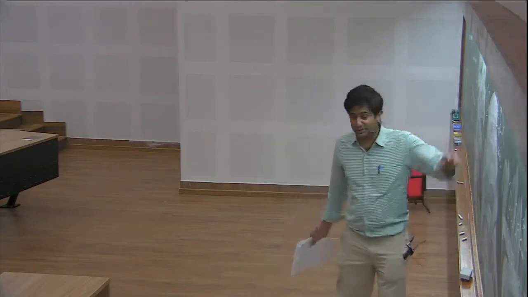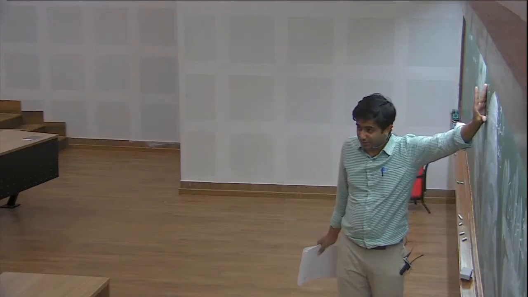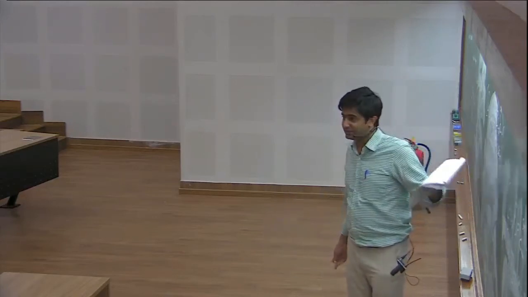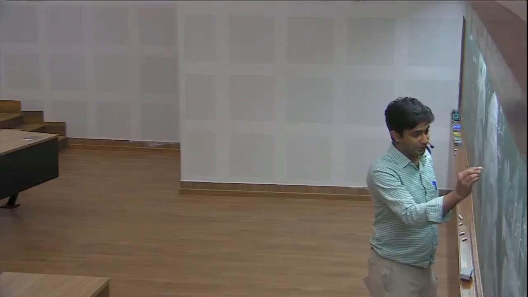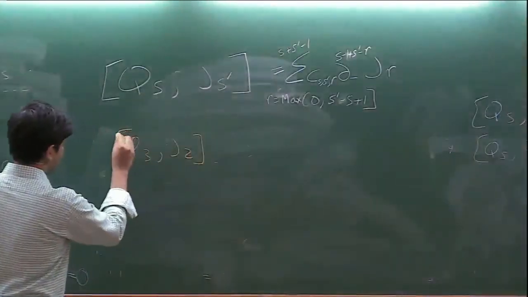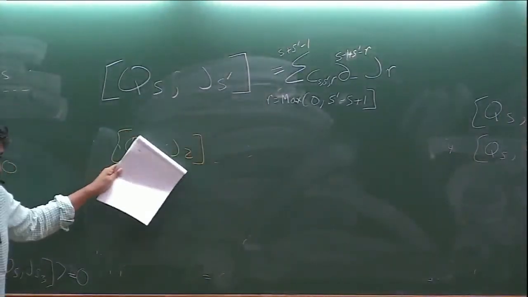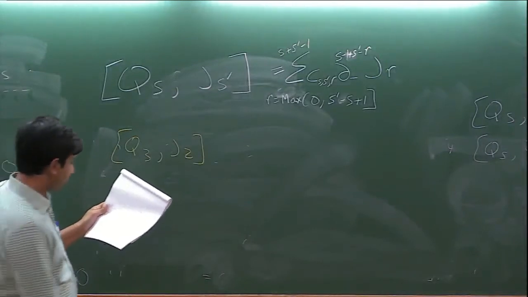Let me just give you an example. I was assuming the existence of all these currents. You could say, suppose I assume the existence of just a single current, say J3. Does that imply the existence of another conserved current J4? You can argue that it does via the following argument. We can write the most general action of Q3 on J2.